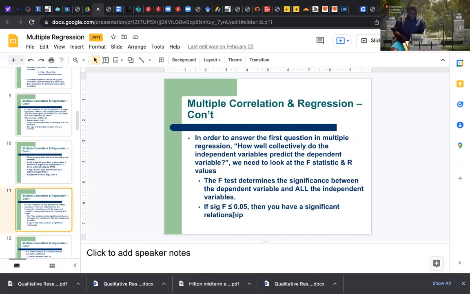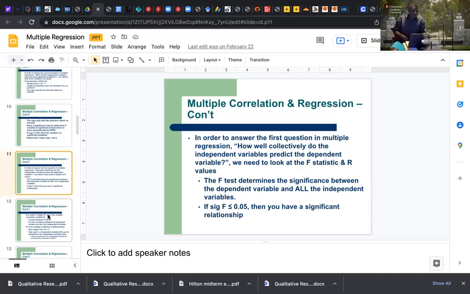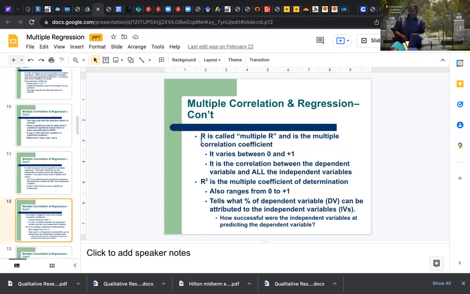If SIG-F is less than 0.05, then you have a significant relationship. So it is almost the same value for the T and also for the F, you see, for you to have a correlation. So we have the R, which is called the multiple R, the multiple correlation coefficient.